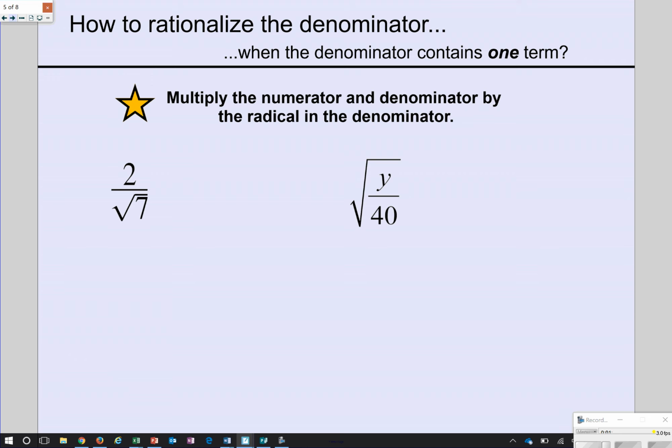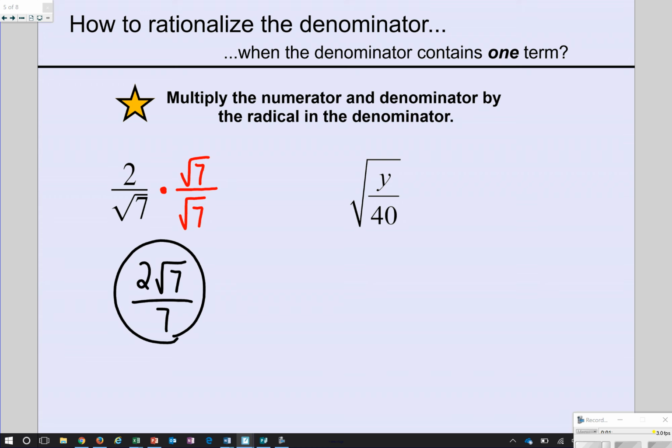To rationalize the denominator when it contains one term, remember from an earlier lesson, all you need to do is multiply the numerator and denominator by the radical in the denominator. So for the example, 2 over the square root of 7, to rationalize that denominator, we want to multiply it by some value that's equivalent to 1. So we'll do the square root of 7 over the square root of 7. When we do this, in the numerator, we multiply across, and you get 2 times the square root of 7. And in the denominator, the square root of 7 times the square root of 7 is just 7. So now this is simplified.